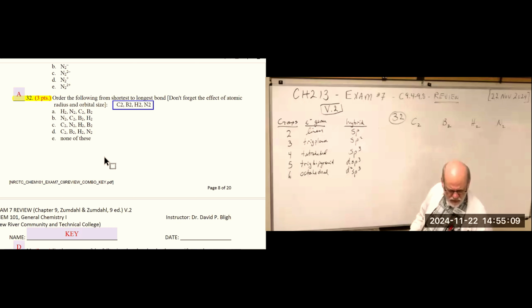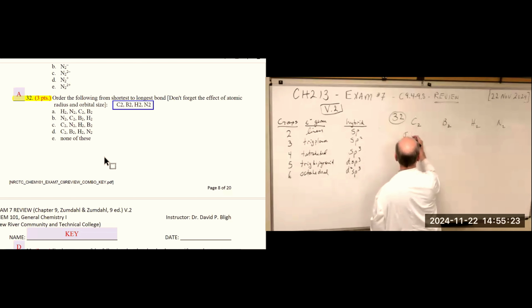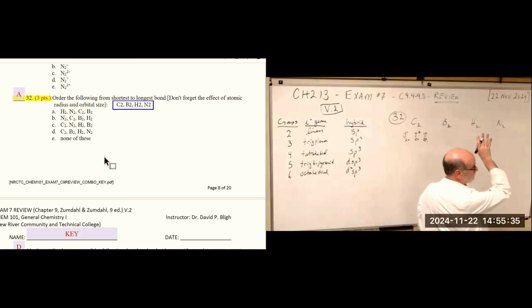All right, so let's look at bond order. So carbon is going to be sigma, sigma star, pi. Sigma, sigma star, pi. This is 2s, 2s, and 2p. All right, so we have carbon.